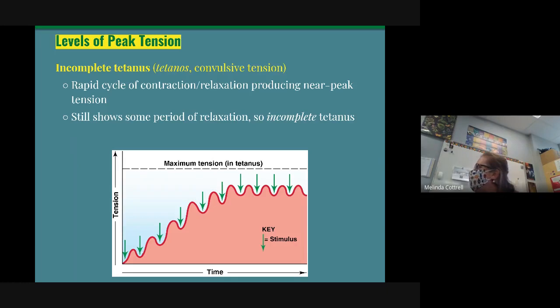If you look at the difference between this one and the last one, you can see that the peaks increase and then you kind of plateau at a point. That's a big difference between wave summation and incomplete tetanus. If we stopped the graph here in the middle, it might look like wave summation. But then you get to this point where you're almost at maximum tension and you still allow the fiber to relax a bit before the next stimulus.